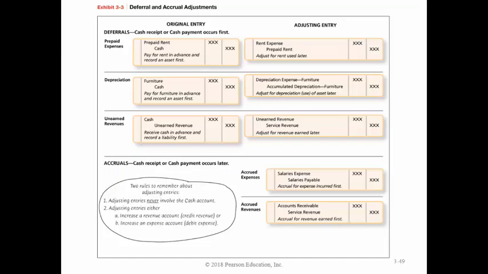The original entry and the corresponding adjusting entry is shown for the deferral adjustments. For example, the asset account prepaid rent is a debit and cash is the credit in the original entry. When the rent is used, the prepaid rent account is adjusted with a credit, which decreases the value of the asset. A debit to rent expense captures the usage of the building. Accrual entries do not have an original entry. They are adjustments for revenues earned but not yet collected and expenses incurred but not yet paid.